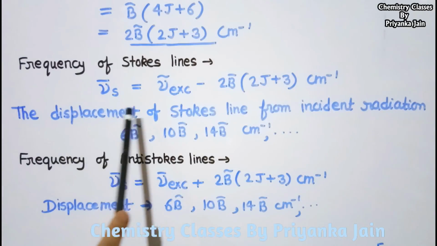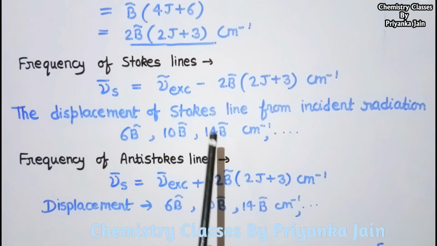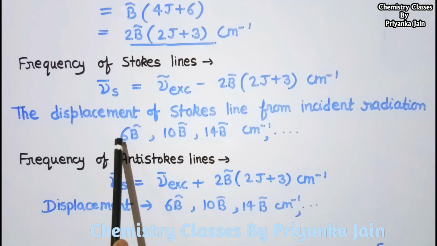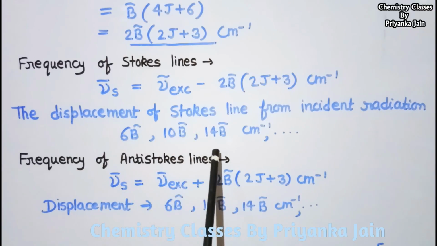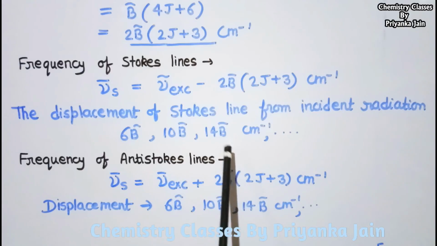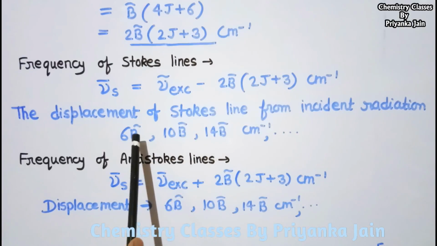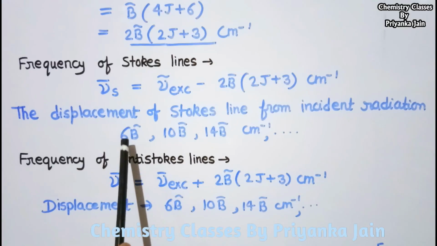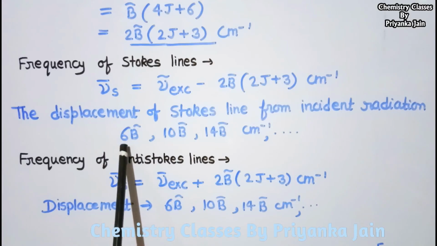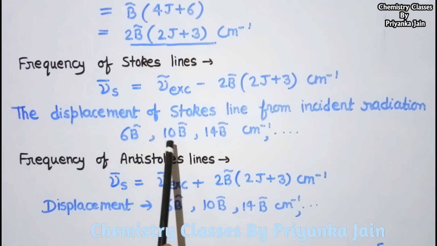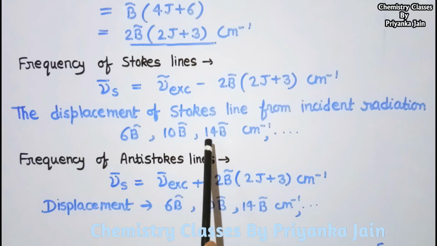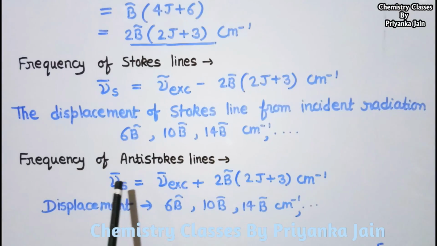Now the displacement of these Stokes lines from the incident radiation are 6B bar, 10B bar, 14B bar and so on in the wave number terms. It means the frequency separation of the first line from the incident radiation will be 6B bar centimeter minus 1. That of the second line will be 10B bar centimeter minus 1. That of the third line will be 14B bar centimeter minus 1 and so on.